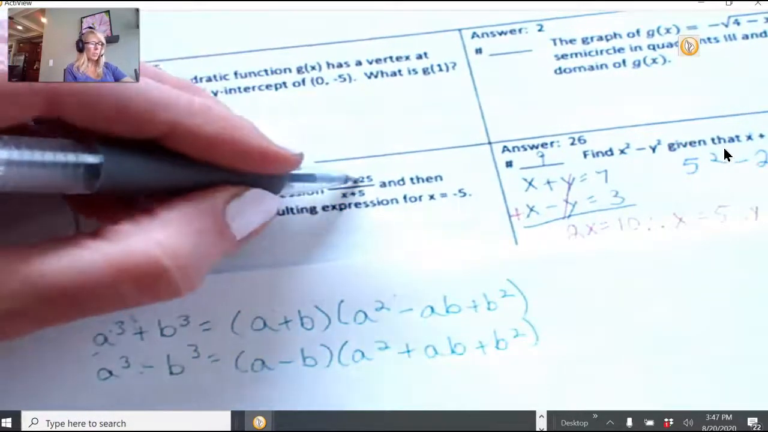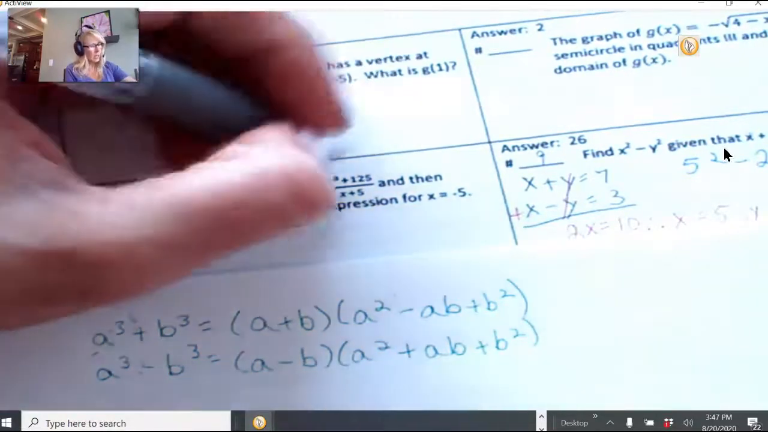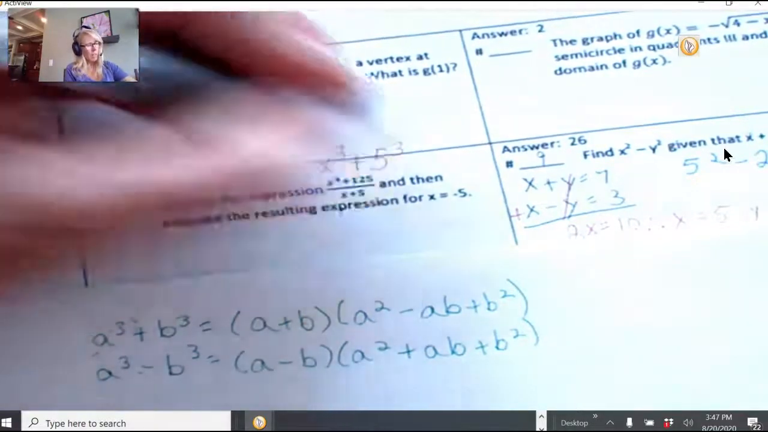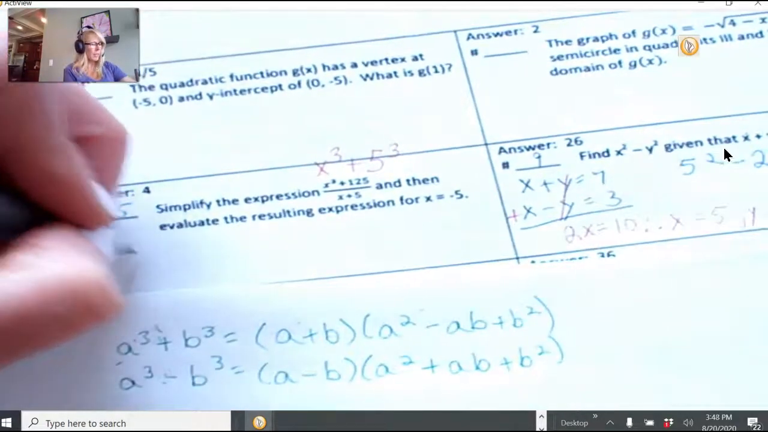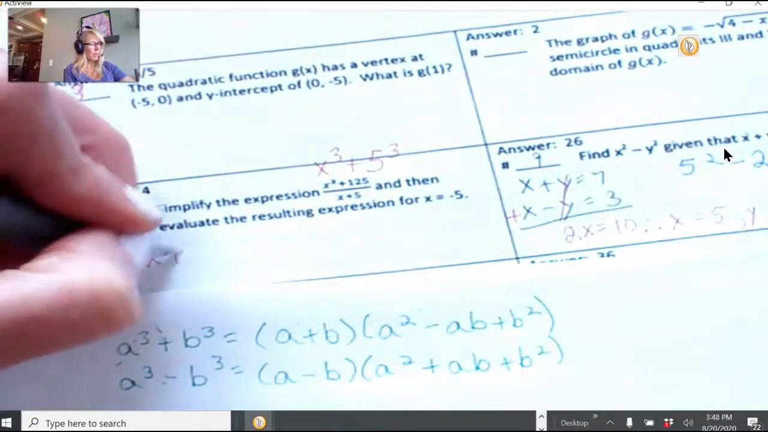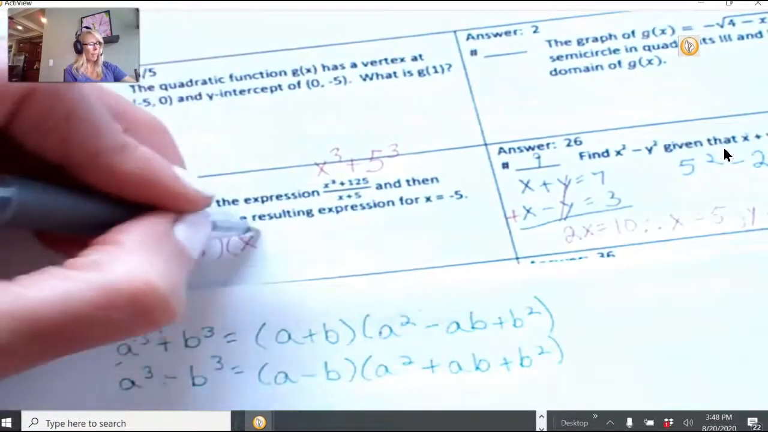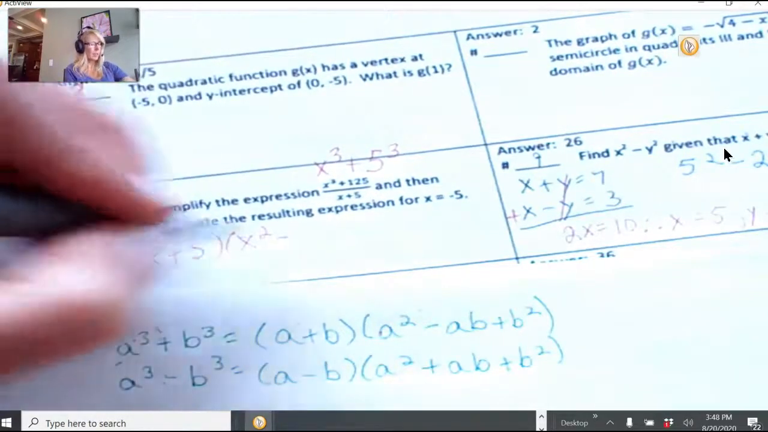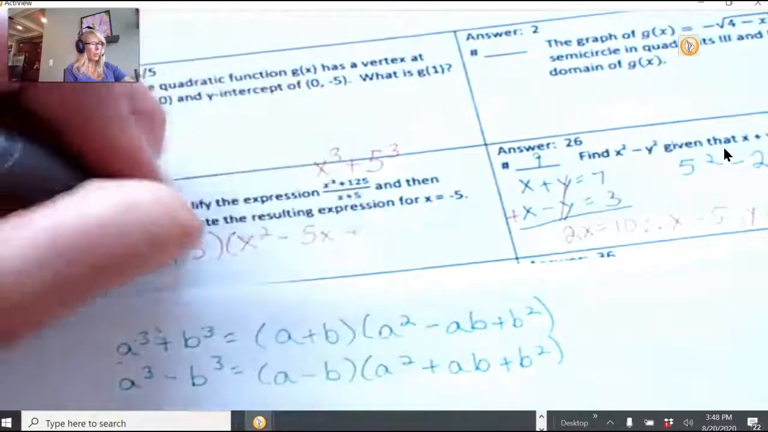X cubed plus 125 could be written as x cubed plus 5 cubed. So we can factor that as x plus 5 times, and it would be x squared minus a times b plus b squared, or 5 squared, which is 25.